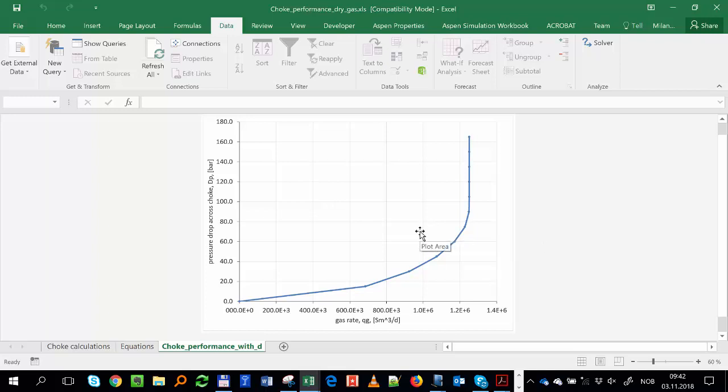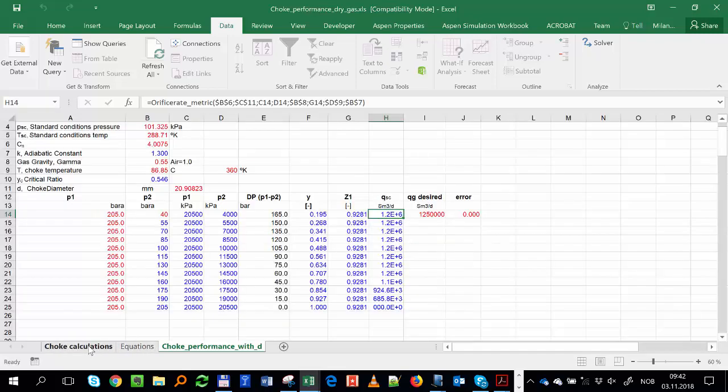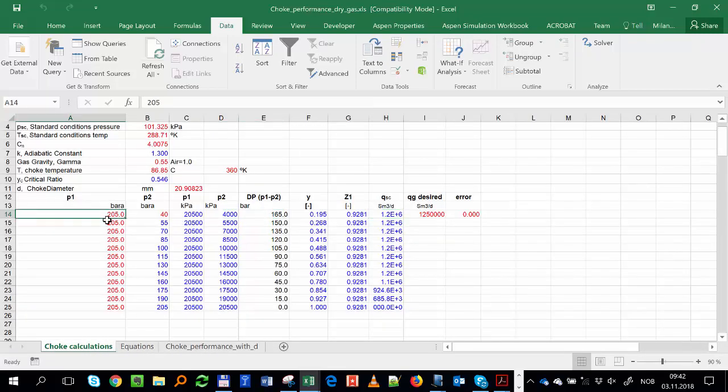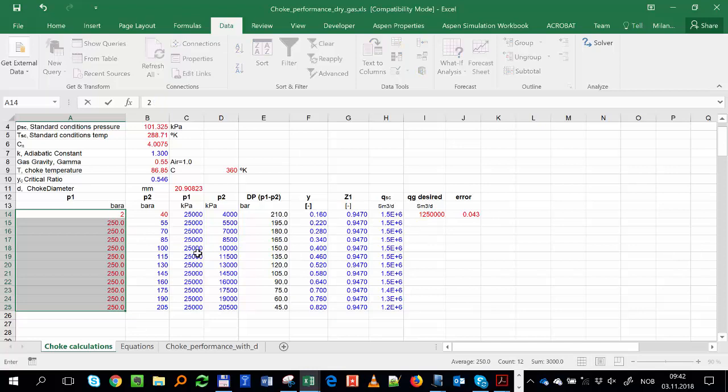Now, you have this question, right? What happens if we change the inlet pressure? If I told you we increase the inlet pressure, how will the curve change? We can do it here, and you can see it very quickly. So let's make one more thing, and let's change the inlet pressure to 250 bar. Okay, and see the new values we have. So let's get first 2.5.